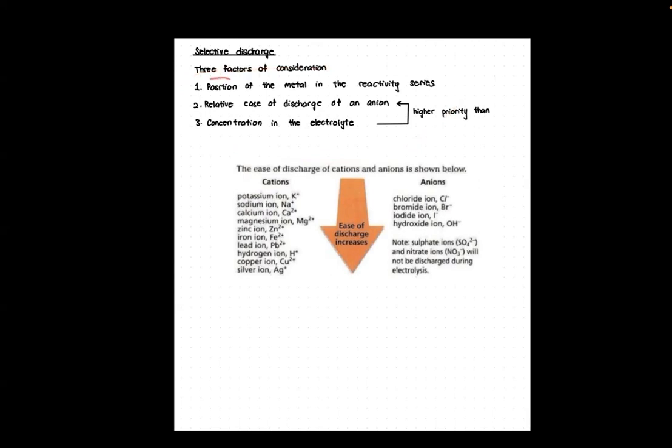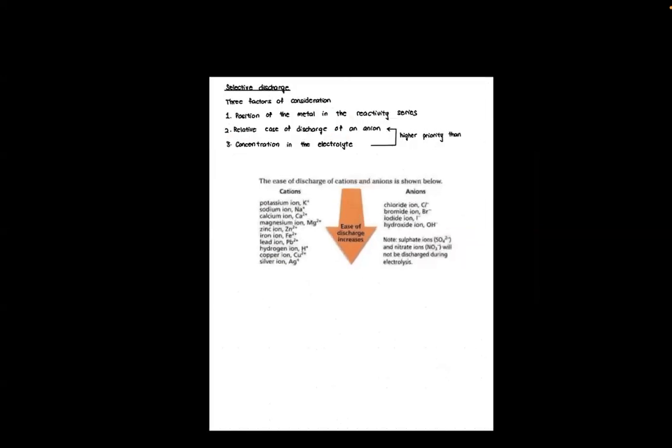Position of metal in a reactivity series is this side of the cations here. So which cation will be discharged in preference to another. Then we also have relative ease of discharge of anions, which is this side here that we are talking about. But for your second point, if there is more concentration, that is going to take priority. So this third point takes priority over the second point.